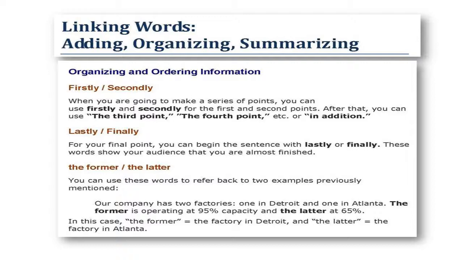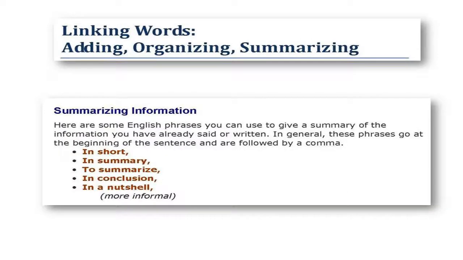The former and the latter. You can use these words to refer back to two examples previously mentioned. Our company has two factories, one in Detroit and one in Atlanta. The former is operating at 95% capacity and the latter at 65%. In this case, the former is the factory in Detroit and the latter is the factory in Atlanta.